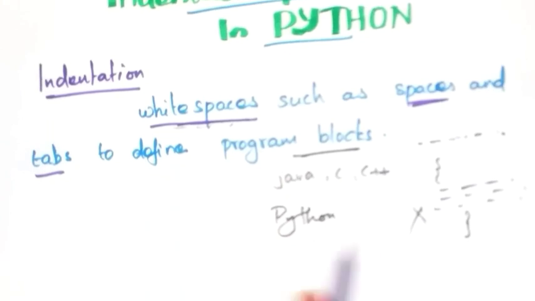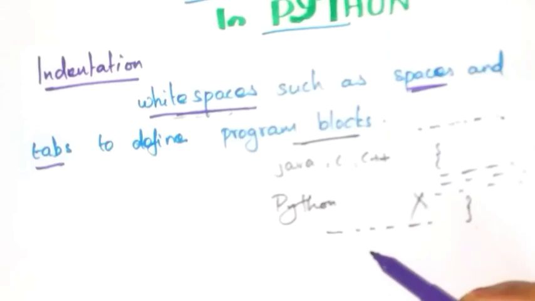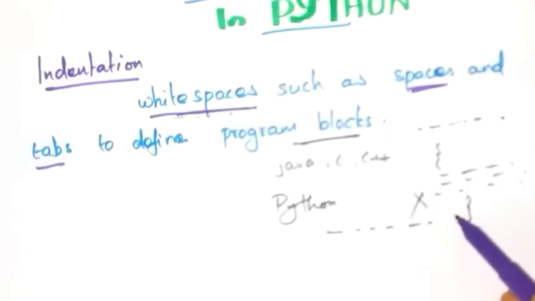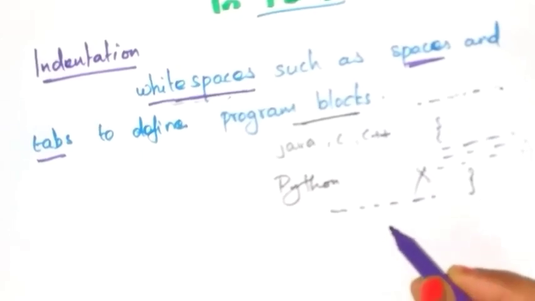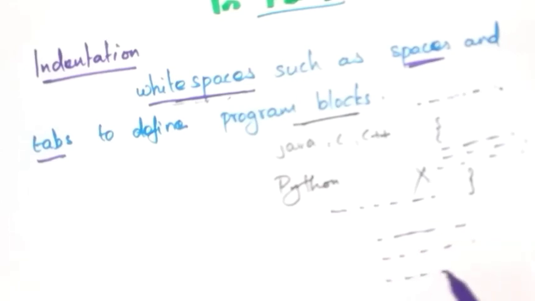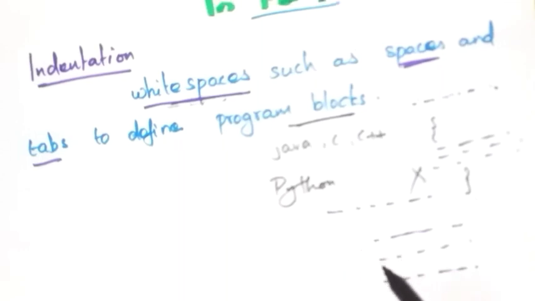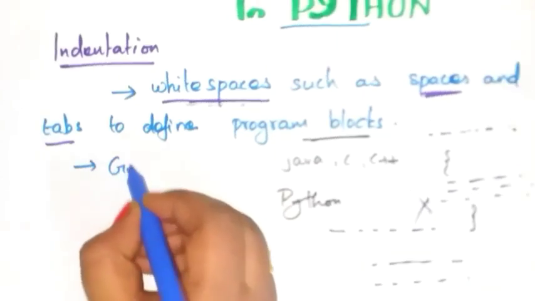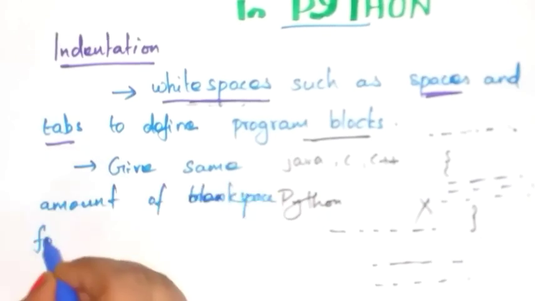But in a Python program, suppose you are going to create a function. This is a function, and next you don't need to give curly braces. Instead of curly braces, you have to give blank space. How will you give it? This is one statement, this is another statement, this is another statement. See here, some white space is given here, here also some white space is given. These all three statements have the same amount of white space. Give the same amount of blank space for all statements.